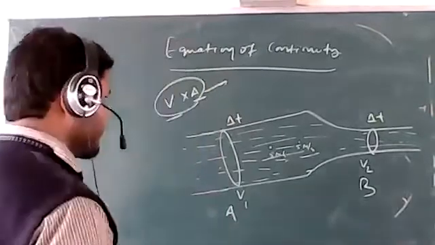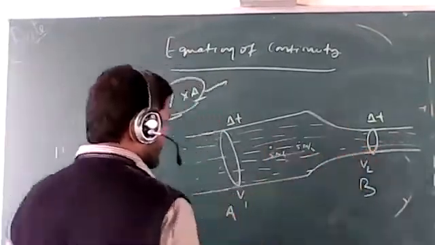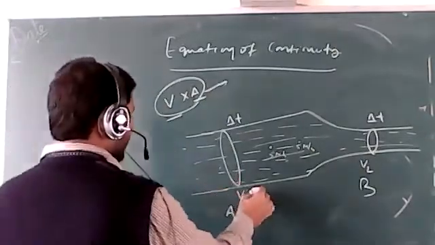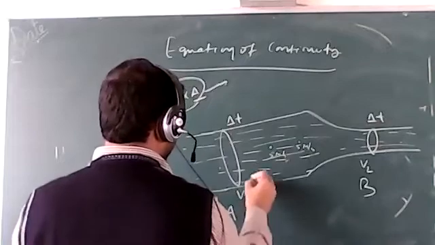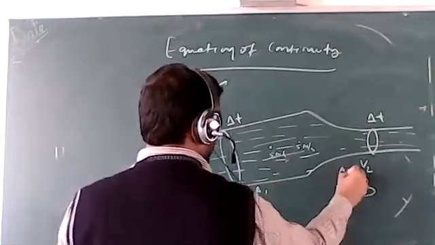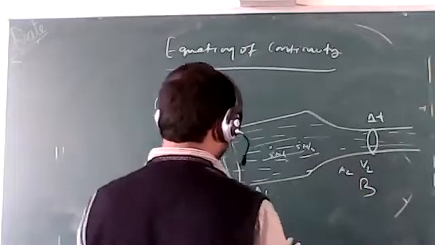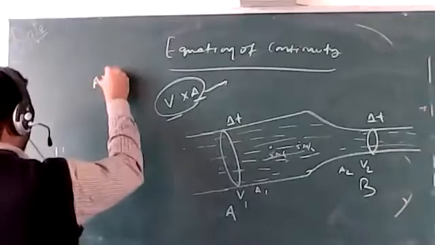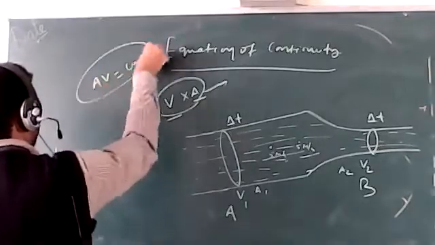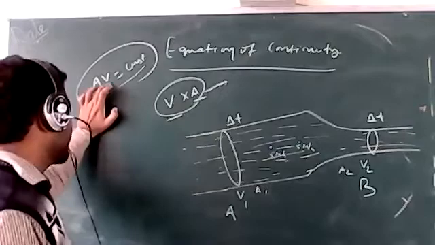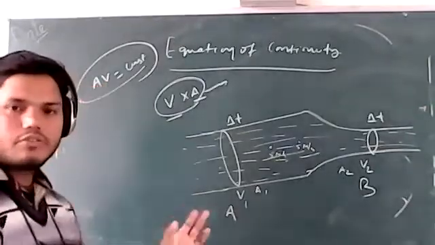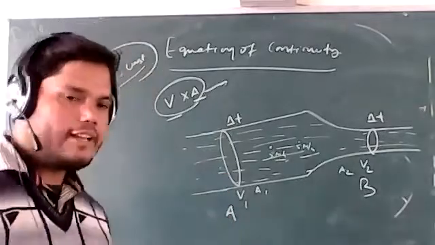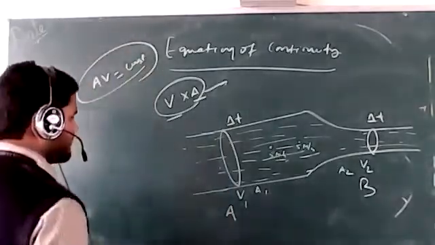So if the liquid is flowing like this, here the area will be A1 and here the area will be A2, different areas we have taken. We have to derive the relation, that is, Av remains constant. A means area, and v means velocity. If we find the product of A and v, that will remain constant throughout the flow.